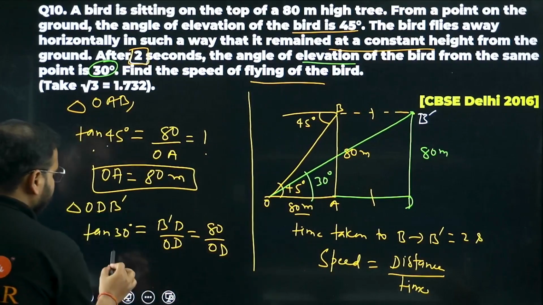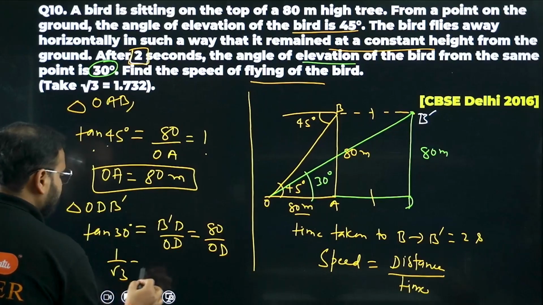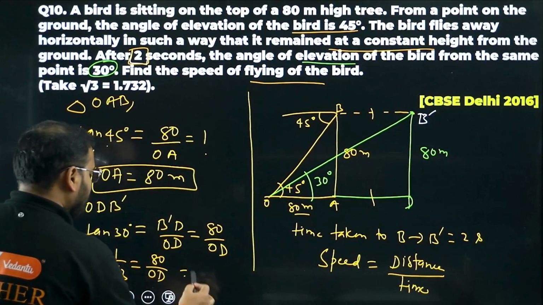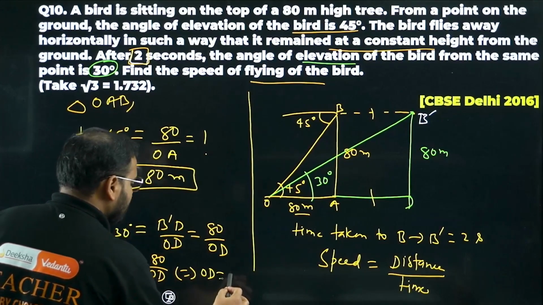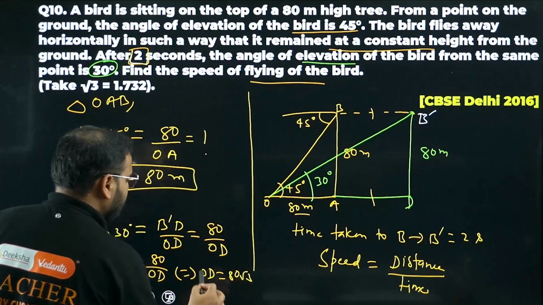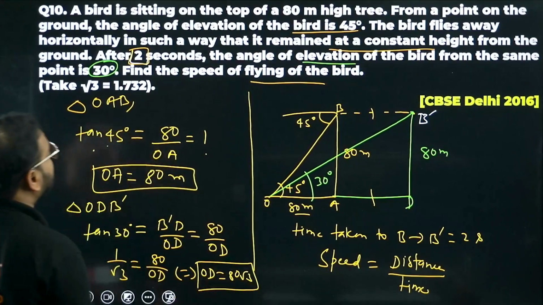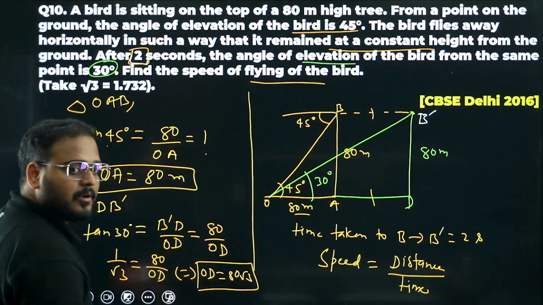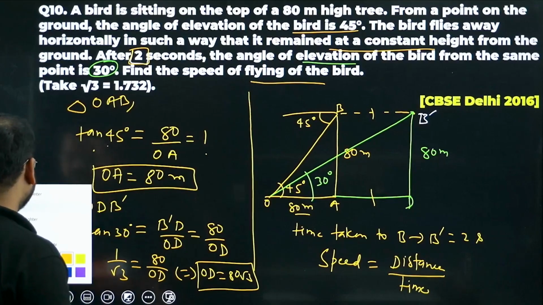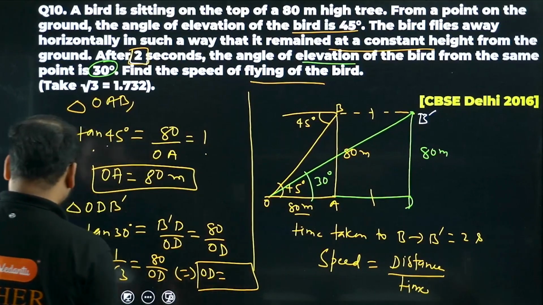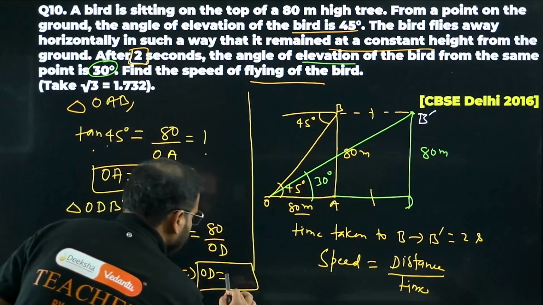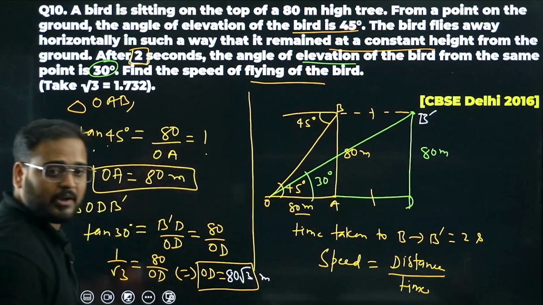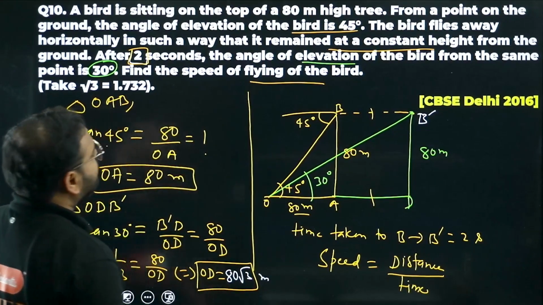What is tan 30? 1 by root 3 equals 80 by OD. Okay, so I'm getting this value OD as 80 root 3. 80 root 3. Is that clear? Not visible that. I'll change the color of the ink over here. So 80 root 3 meters. Now visible? Better.